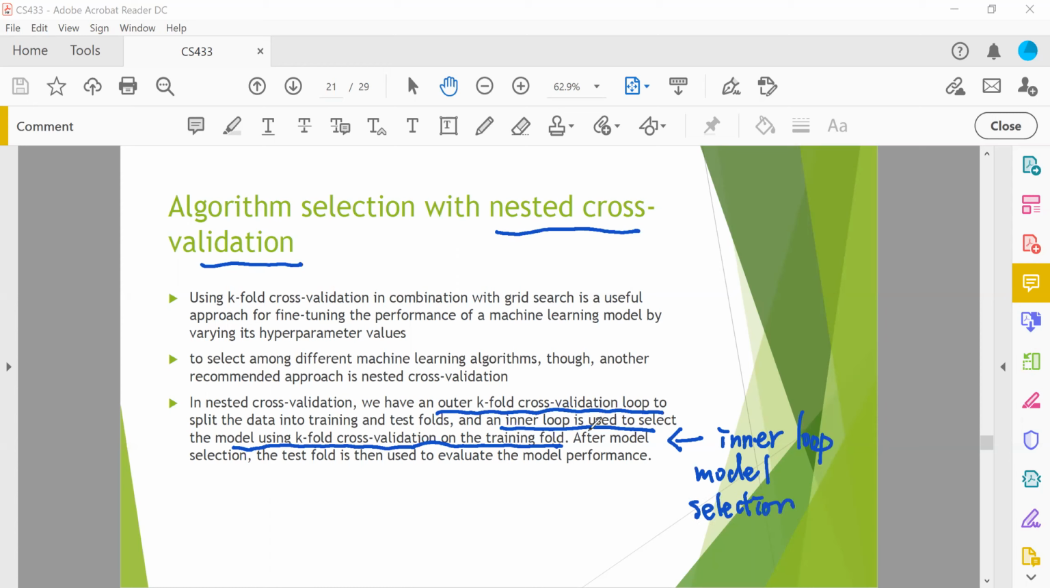That's for the inner loop. And the outer loop, we do what? After model selection, the test fold is then used to evaluate the model performance. Okay, that's what nested cross-validation does.